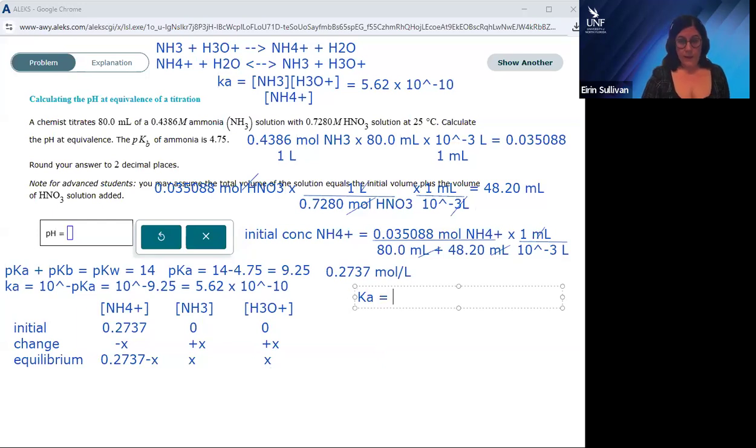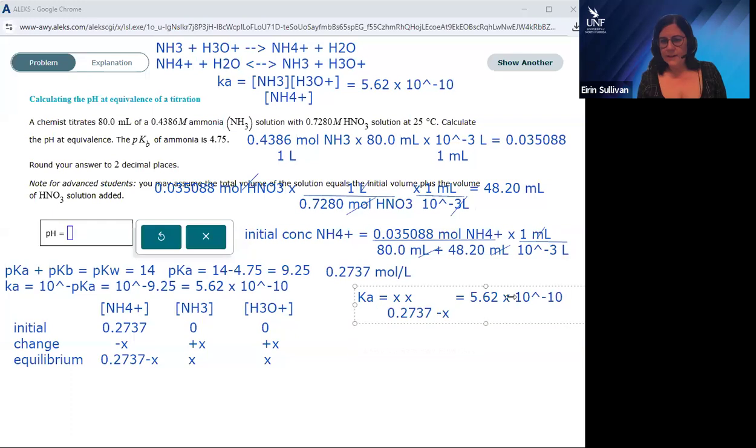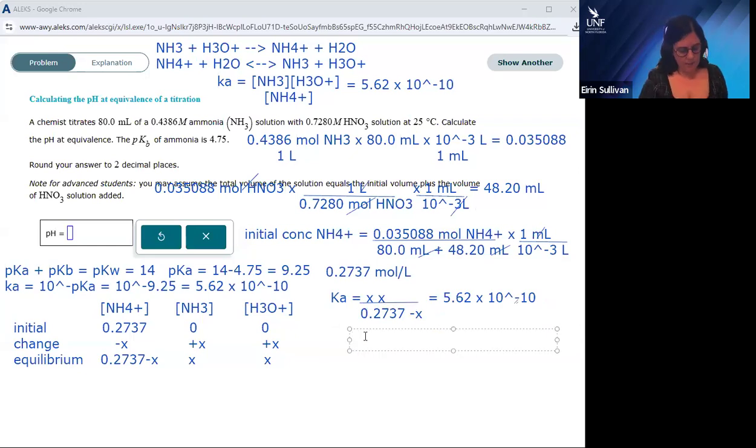I can substitute those into my Ka expression. So Ka is going to be x times x divided by 0.2737 minus x, and that is going to be equal to my Ka value, which is 5.62 times 10 to the minus 10. Of course, algebraically, we know by now we can simplify this. x times x is x squared. And we know we can make the x small approximation because that is going to be like 10 to the minus something. If it's like 10 to the minus 4 or something for x, that's going to be nothing in terms of the number of sig figs compared to 0.2737.